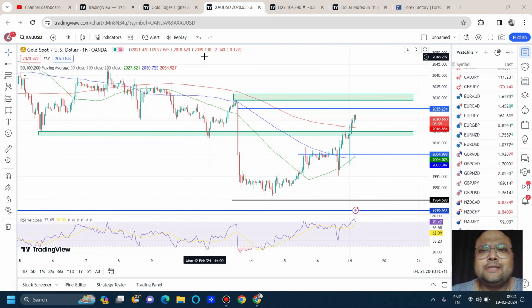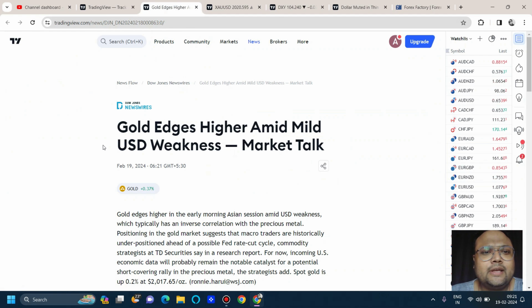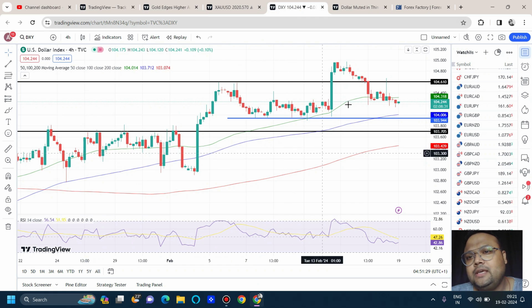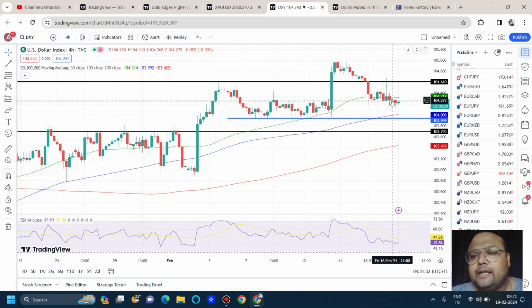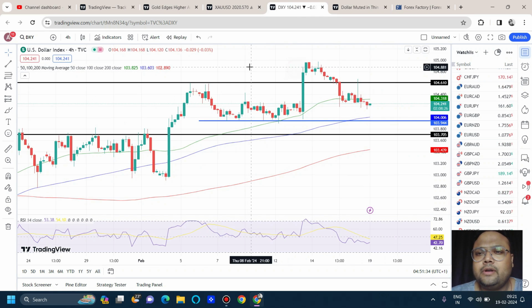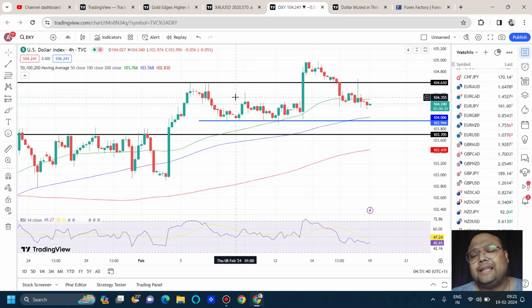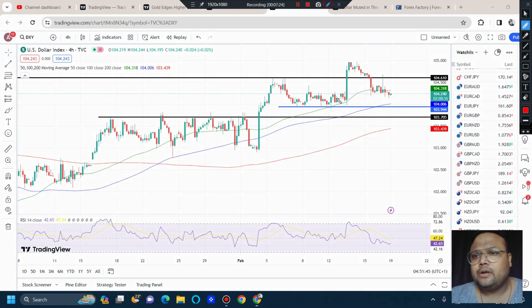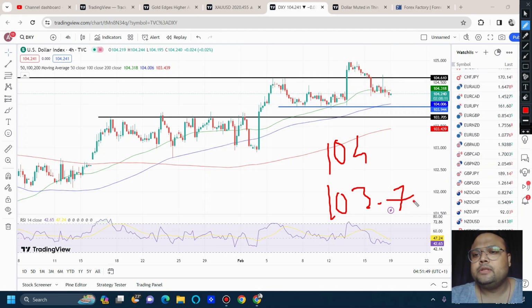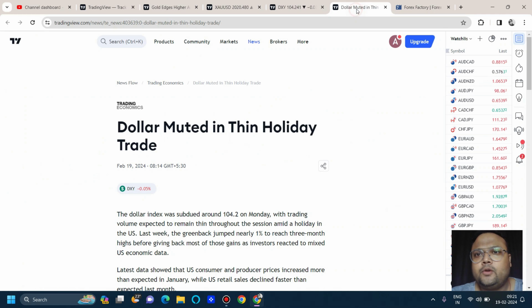And yes, let's look at the market sentiment once. You can see gold edges higher amid mild USD weakness. And if you look at the chart of DXY, you can see, my dear friends, that the dollar index is not very strong right now. The dollar index is trading inside a range again. We discussed everything about the DXY in our last video on Saturday. So in case the dollar drops, we can expect the next support around 104 and 103.70.